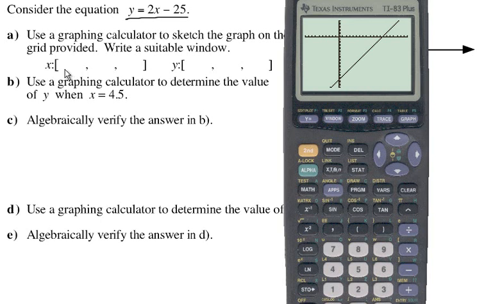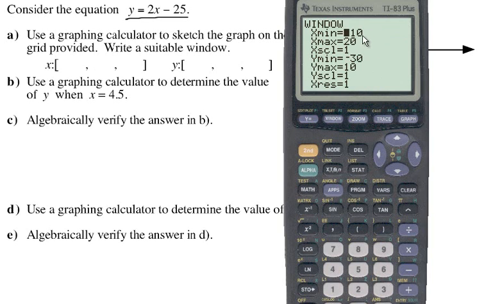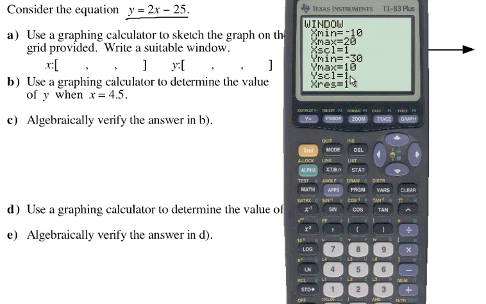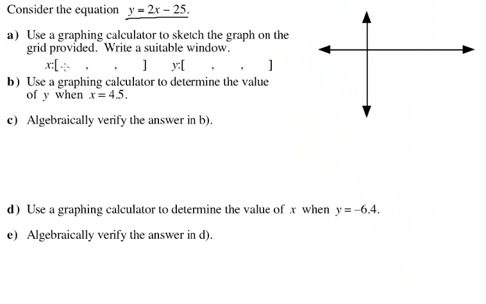And the question they're asking, write a suitable window. So tell us what window settings you ended up using. We went from minus 10 to 20, scale of 1, and minus 30 up to 10 with a scale of 1. The scale is how often it puts tick marks here on the axis. I never change it. There's not much point. So don't worry about the scales too much. They're normally at 1, and you can just leave them there. But they want to hear that we went from minus 10 to 20, minus 10 up to 20 in steps of 1, and our y went from minus 30 up to 10, again in steps of 1.